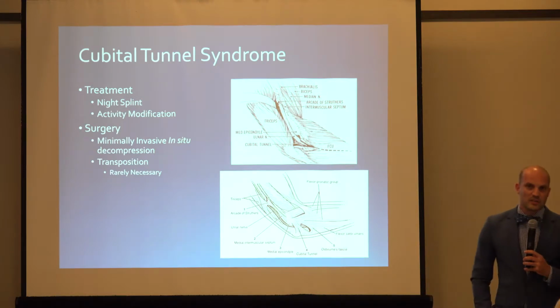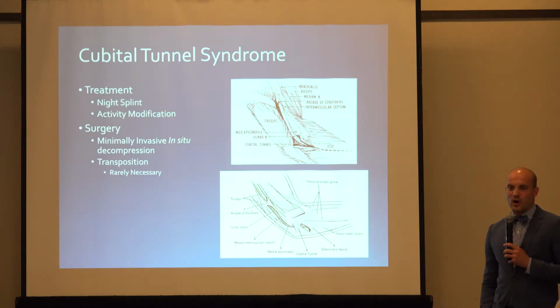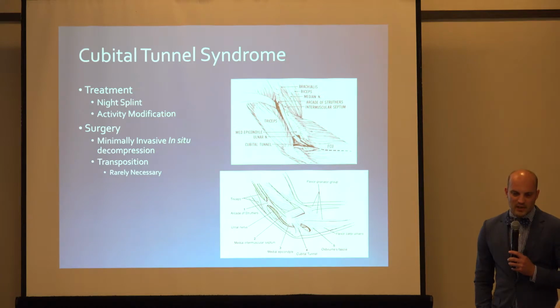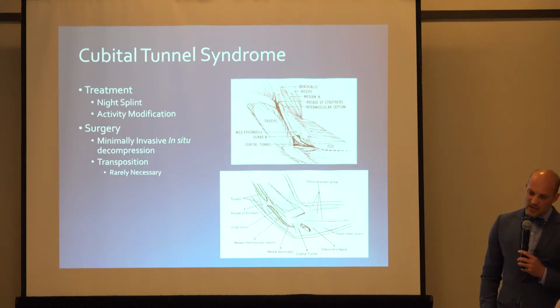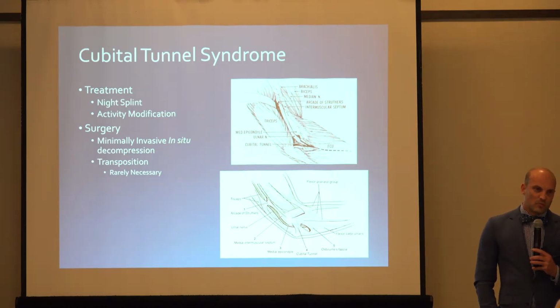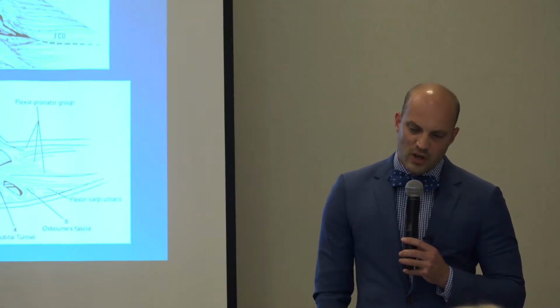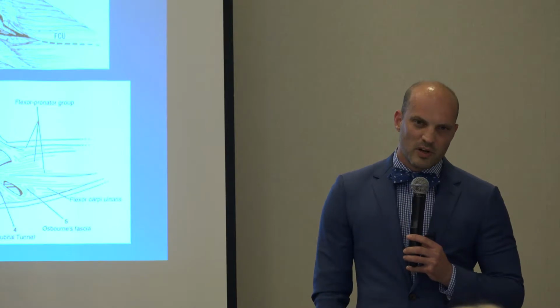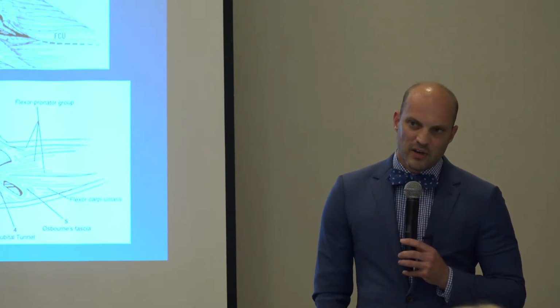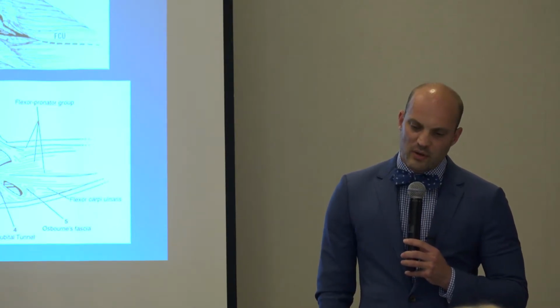For treatment, what we try at first is nighttime splinting. You try to keep your arm straight, avoid resting the elbow on the inside on hard surfaces, activity modification, and then if that doesn't work, basically surgery. We do here a minimally invasive approach with an in situ decompression, which is pretty much what most of the industry of hand and upper extremity surgeons has gone to now.